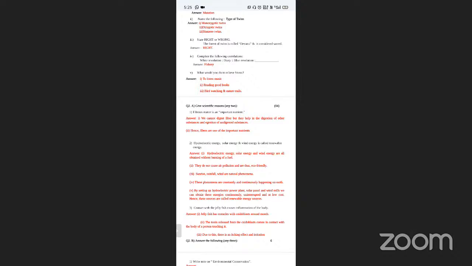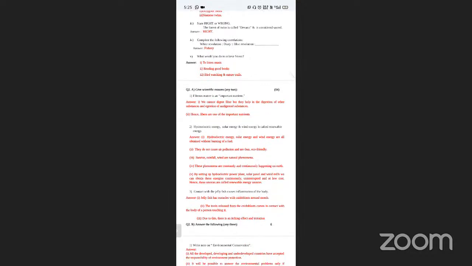hydroelectric energy, solar energy, and wind energy are all obtained without burning of a fuel. Isn't it? Is there any burning of the fuel? No. All these three types of energy, either hydroelectric, solar or wind energy, are obtained without burning of a fuel. Second point, they do not cause air pollution and are thus eco-friendly. As there is no burning of the fuel, there is no creation of pollution, and as a result, they are eco-friendly.